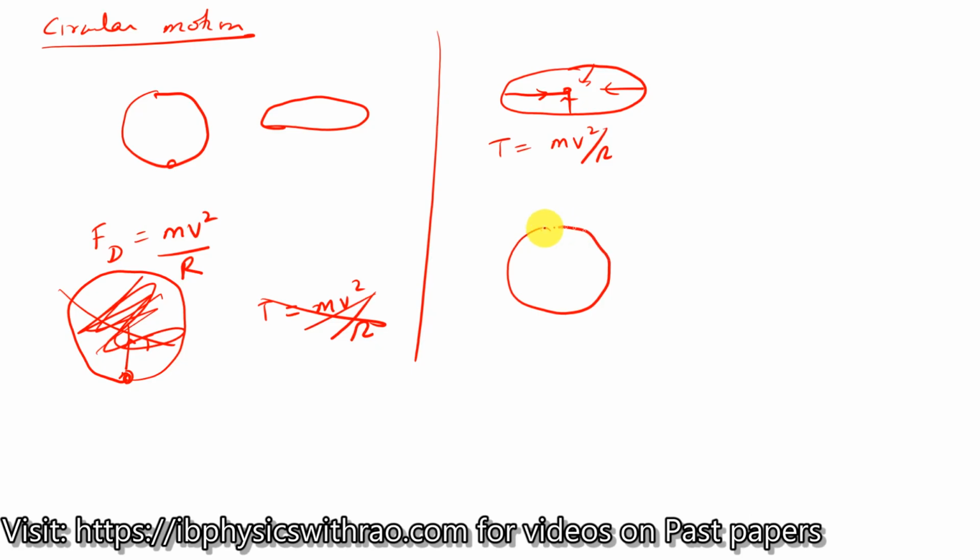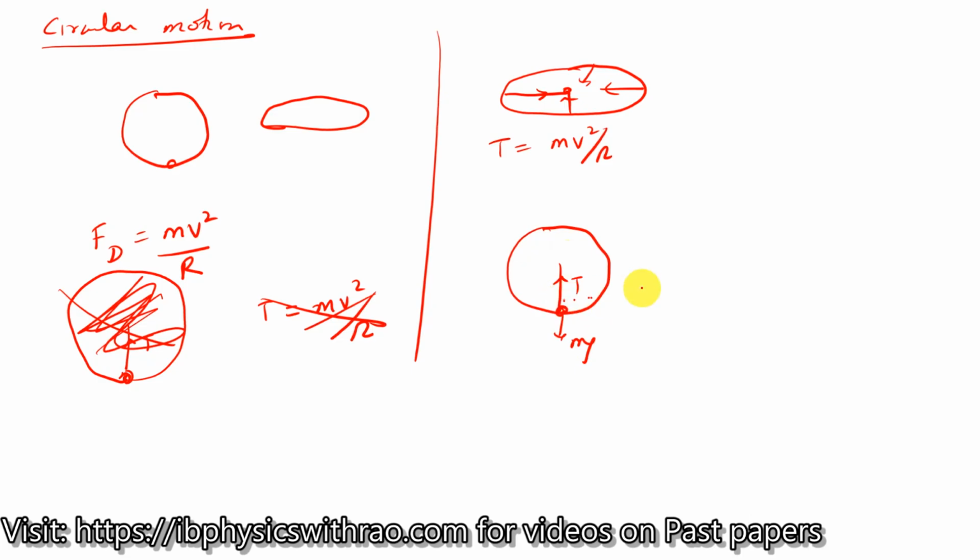Vertical circular motion will be different from horizontal circular motion. Now what happens? This is the particle here, this is a thread over here, this is your tension over here. Now what are the forces acting on the particle? Tension is acting upwards, mg is acting downwards.